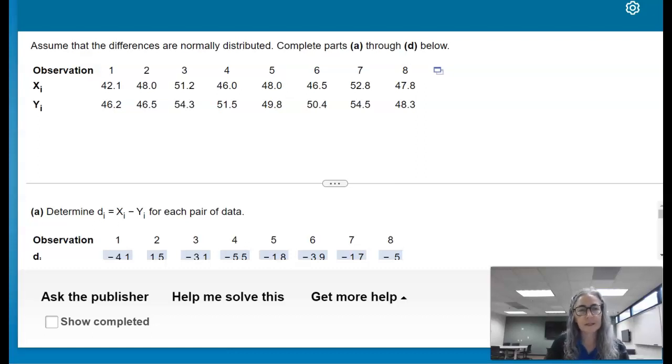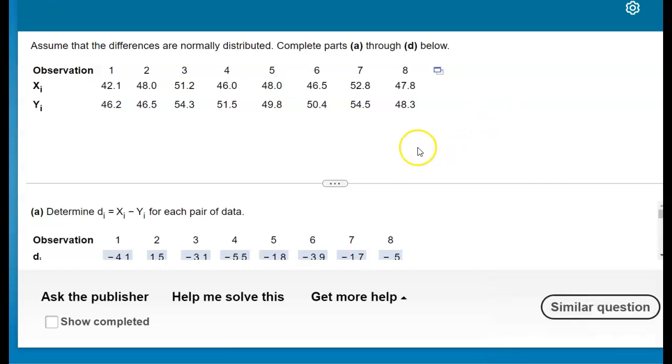Hello, this question came from section 11.2 in the book, which is looking at matched pairs for two population means, doing hypothesis testing, and looking at confidence intervals. This is problem number 2 from the homework. This problem does not give you context at all.